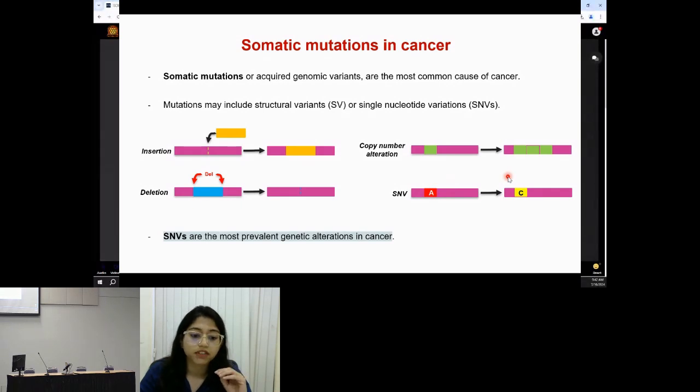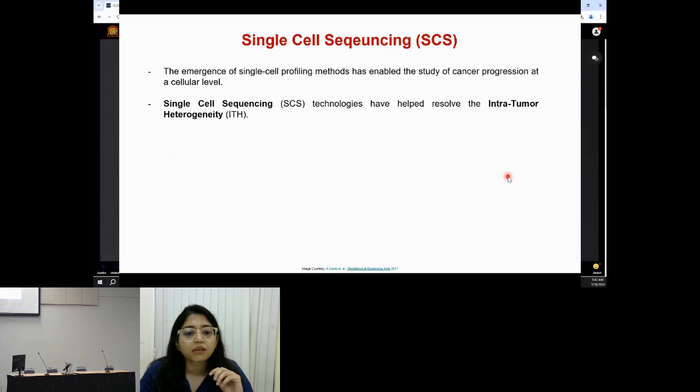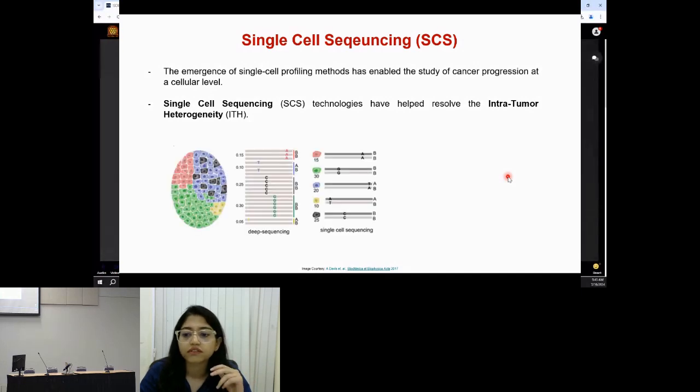We need to infer SNVs at the resolution of a single cell in order to understand the tumor better. To achieve this, the emergence of single cell sequencing technologies has helped us. Single cell profiling methods have enabled us to study the progression of cancer at the level of a single cell. We are now able to resolve the heterogeneity that lies within the tumor.